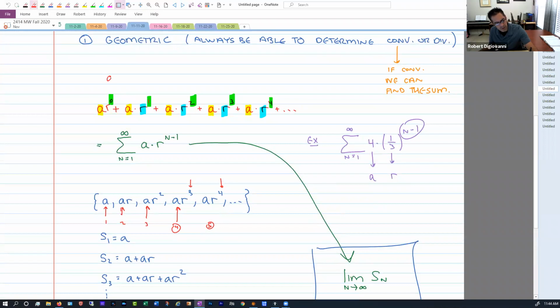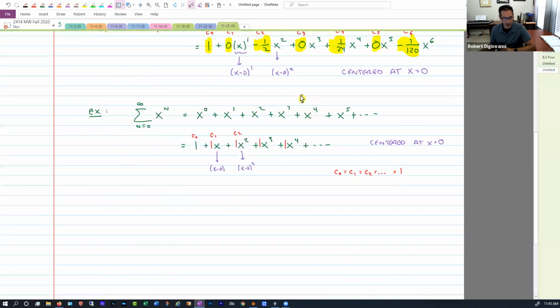When I introduced it first, it was A plus AR plus AR squared plus AR cubed plus dot, dot, dot. That's what a geometric series is. And then we rewrote it this way, using a summation. Do you all see that we have this? A is the same for all of them, right? And then R is being raised to the first power, second power, third power. That's exactly what we have.